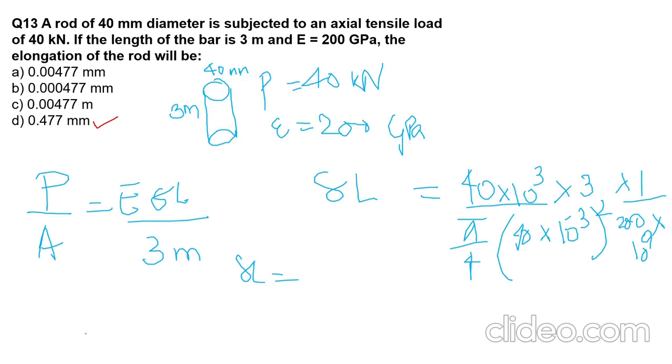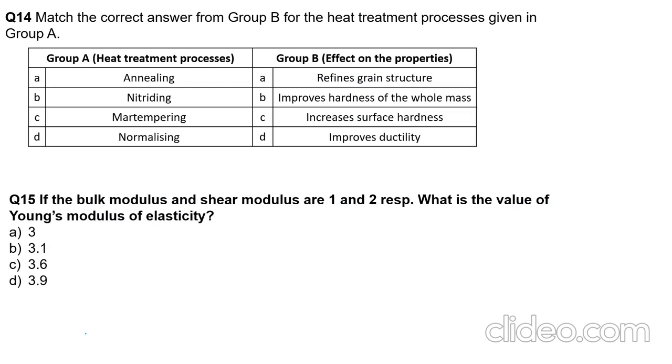Yeah, madam. So we have this question that says match the correct answer from group B for the heat treatment processes given in group A. So you have your heat treatment processes and the kind of effect that it will have on your properties. So you have to match them, right? So first is annealing, nitriding, mar tempering, normalizing. So first I'll just give you an idea. You understand this is annealing.